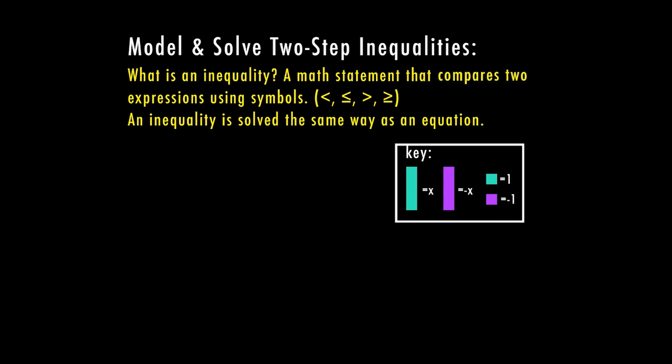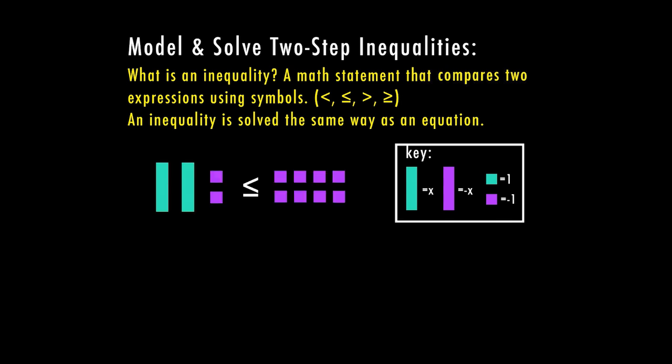So again, we're going to have a key in order to understand what everything in our problem means. And here, according to the key, I have 2x minus 2, and that's going to be less than or equal to negative 8 on the right side. So in order to isolate, or get the x by itself, I have to first remove those two negative ones. So that would be adding 2.